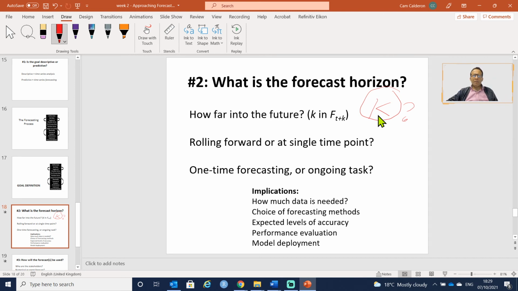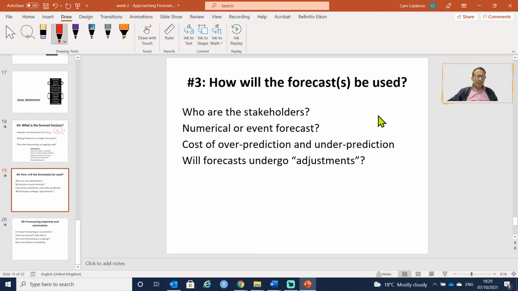So this implies that you need to get to know how much data is needed, the choice of forecasting methods, and the expected levels of accuracy. How accurate is your forecast? How is the performance in comparison with other forecasting methods, and the model deployment? So you will need to get to know all these things.